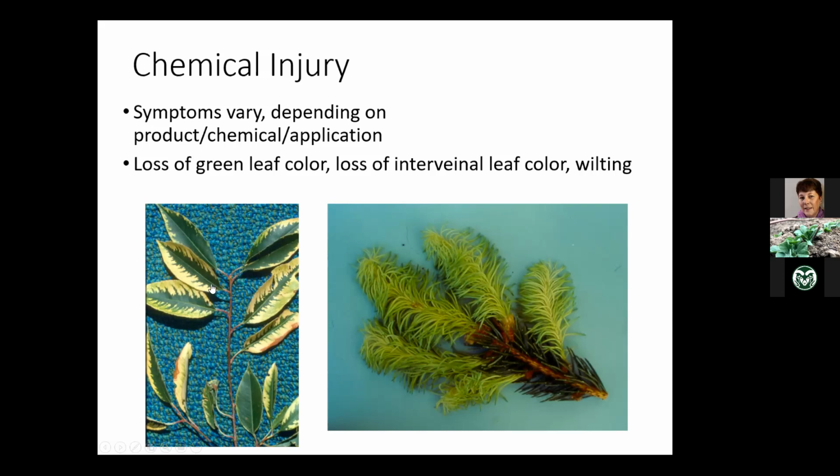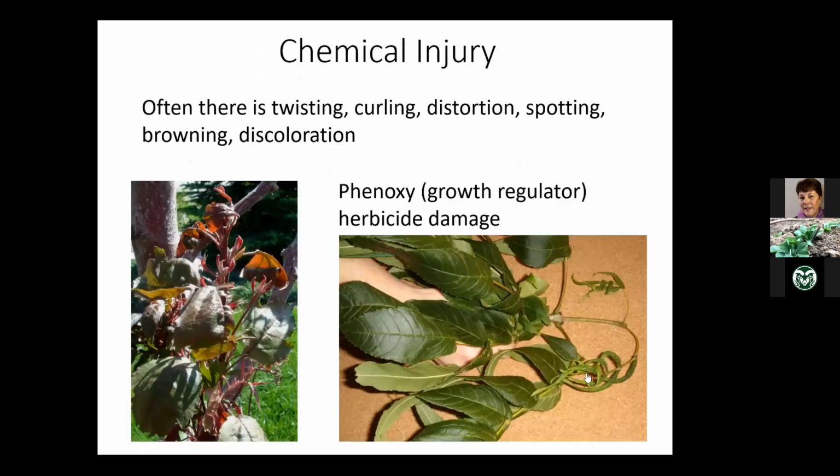This particular one, it could be like that Phyton 27 damage picture that I showed you earlier. You could have this loss of leaf color. You could get wilting. It just depends on what's happening. Oftentimes with herbicide injury, there's twisting and curling, distortion of leaves, and then you see these new leaves that are coming out are all twisted and curling. So this looks consistent with phenoxy herbicide damage, and phenoxy herbicides are growth regulators. And the same thing over here in this picture on the left-hand side looks consistent with a phenoxy herbicide.